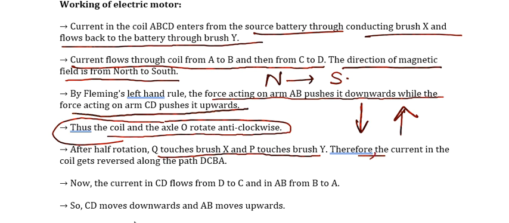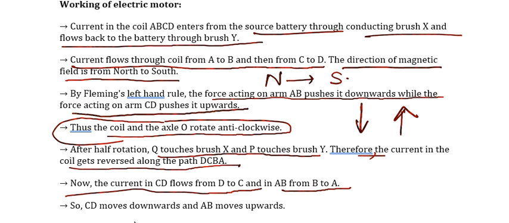Therefore, the current in the coil gets reversed along the path DCBA. Now the current in CD flows from D to C and in AB from B to A. So CD moves downwards and AB moves upwards.